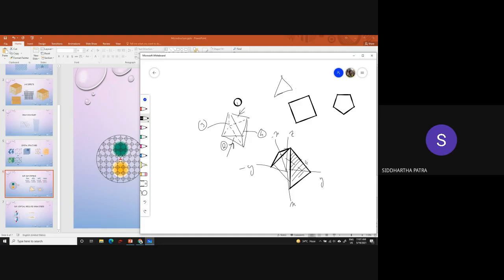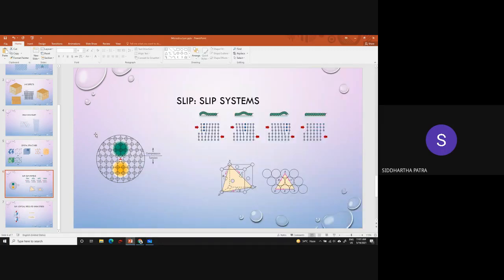So essentially there are 4 independent planes, and on each of those 4 planes there can be three slip directions. Okay, since there are 4 slip planes and 3 slip directions on each of them, together there are 12 slip systems. That is way too many slip systems, and that's why FCC structure is so ductile.